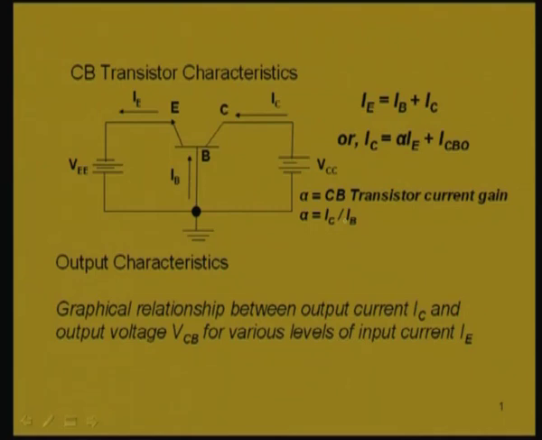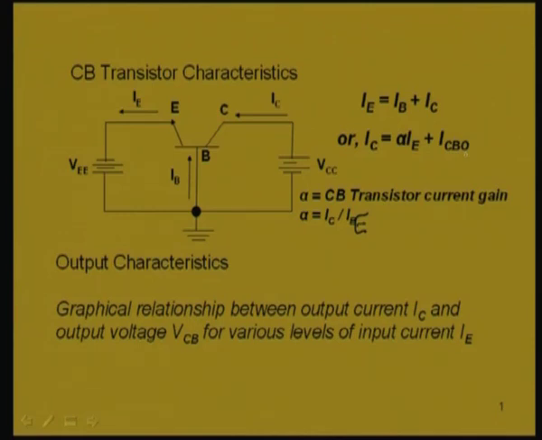Alpha is the current amplification factor for a common base transistor, which gives the idea about how the collector current will vary with respect to emitter current. But the alpha value can be maximum 1, it is always less than 1. The typical value of alpha is 0.95 to 0.99. So, basically in a common base transistor we do not get current gain.